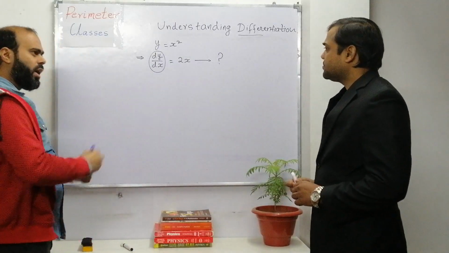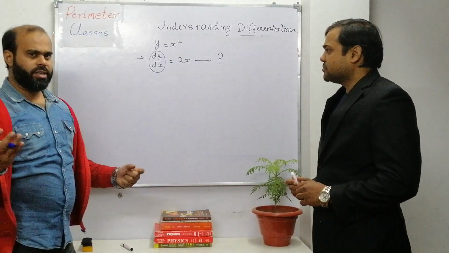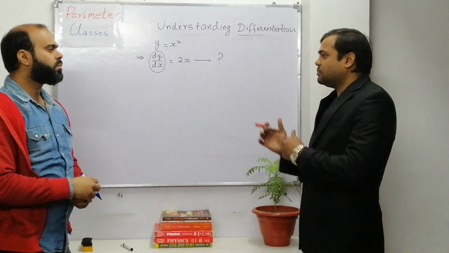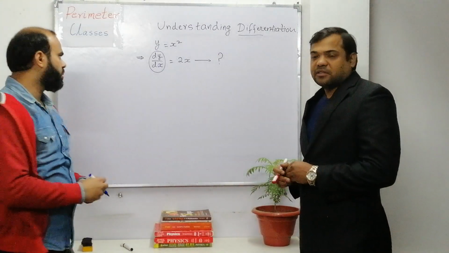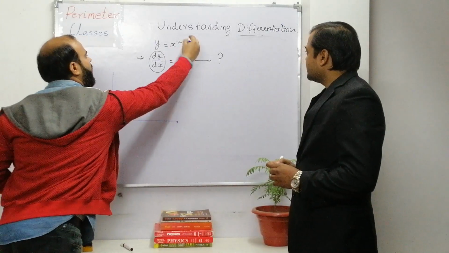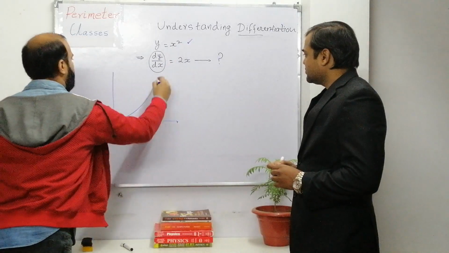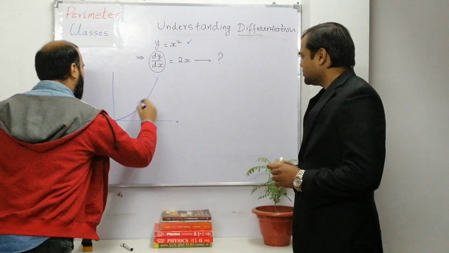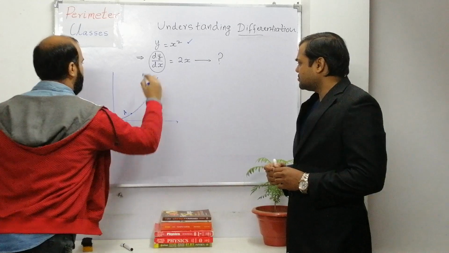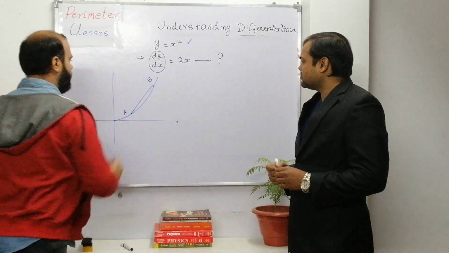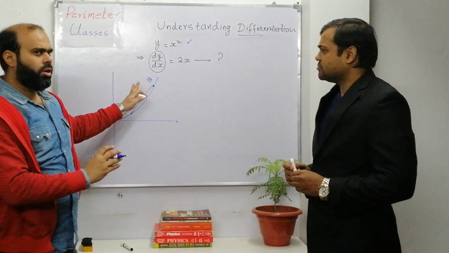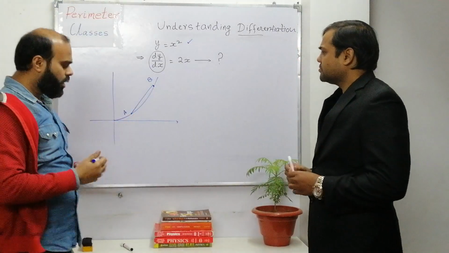First of all, I would like to tell students how a chord becomes a tangent. That is related to the application part. So basically, suppose we take a graph of y is equal to x square, which is something like this. On this graph, I will take 2 points. One point is A, another point is B, and I will join these 2 points. After joining them, this line segment is called a chord.